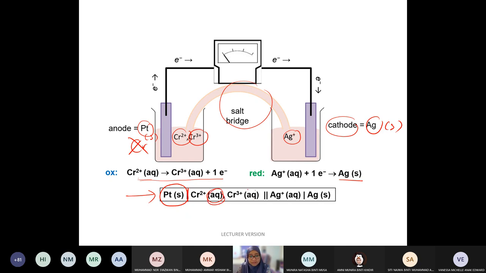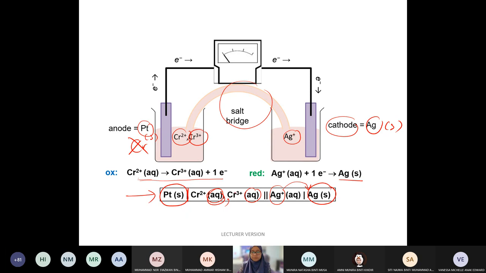So as you can see, these two have the same state. Therefore, you are going to be using the comma. Okay, you should be using comma rather than the single line. Single line salah. Single line untuk different in phase. So baru you pakai single line. Okay, so these two have same phase. Then you have the salt bridge, okay, and then yeah, electron just now will be accepted by Ag+, okay, in aqueous, and will be reduced into Ag solid. Turn out the Ag solid is also behave as an electrode. This is also the electrode, okay. So macam itulah dia punya cell notation.